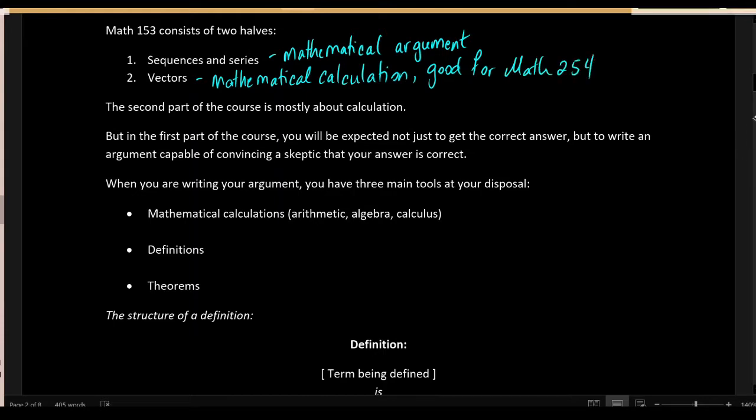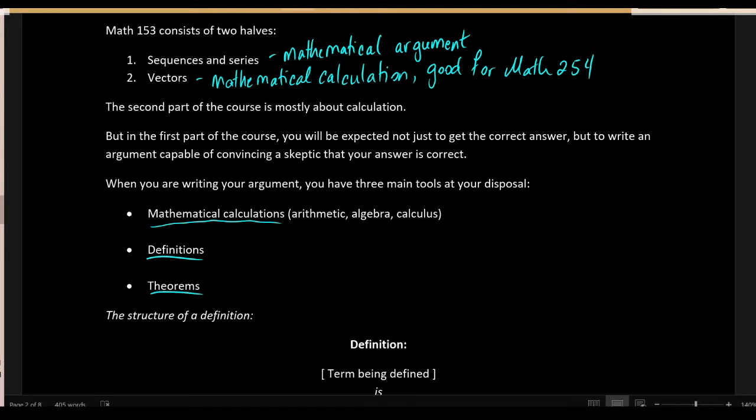So to get started on mathematical arguments, we have three main tools at our disposal when we're writing a mathematical argument. We have mathematical calculations, things like adding and subtracting, multiplying, dividing, integrating, and taking the derivative. We can use definitions in our arguments, and we can use theorems in our arguments. So what I would like to talk about today is how to use each one of these techniques appropriately when we're convincing someone that the answer that we have obtained is the correct one.